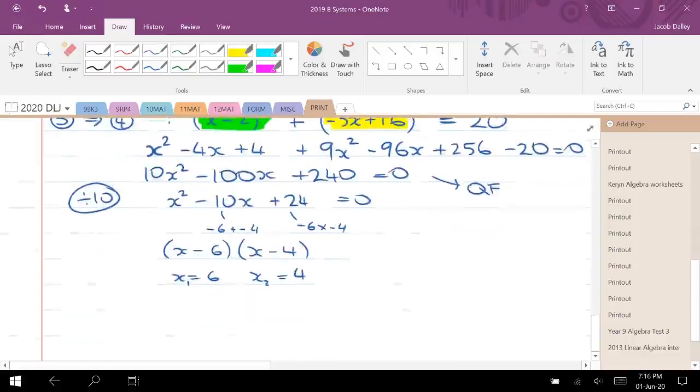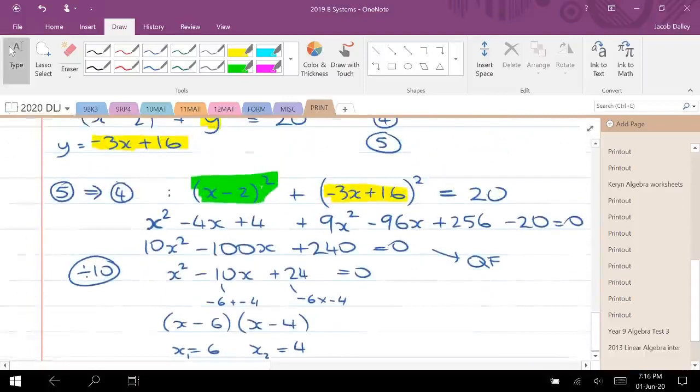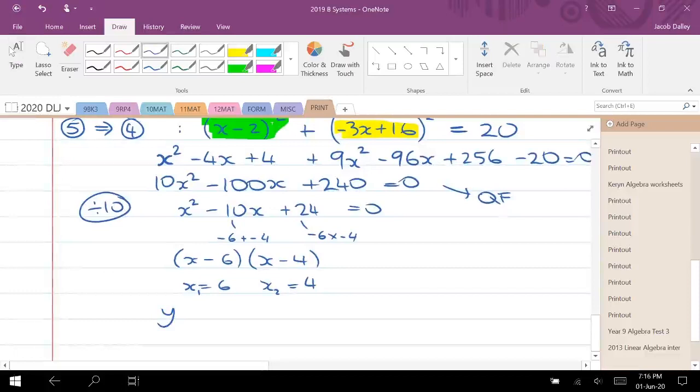And we can find our corresponding y values by substituting them into the line equation, which was different than our first one. So y is going to equal -3 times 6, so this is y1, plus 16. So that's -18 plus 16 gives us -2. So that's going to give us a point P of x equals 6, y equals -2.